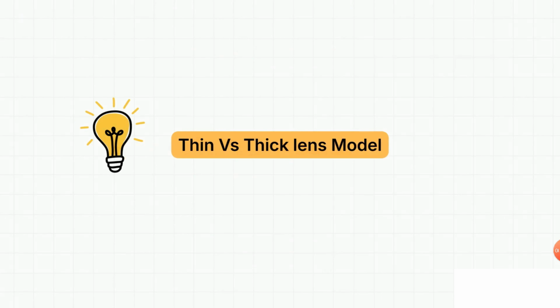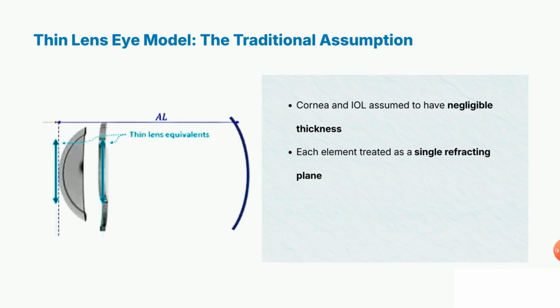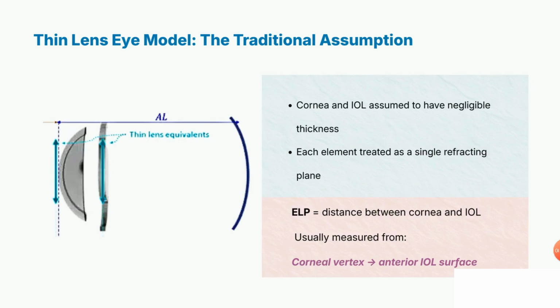This brings us to the distinction between the thin lens model and the thick lens model. In the thin lens model, both the cornea and the IOL are assumed to have negligible thickness. Each element is treated as if it refracts the light from a single plane. This greatly simplifies the calculation. In this model, the effective lens position is simply the distance between the cornea and the IOL and is usually measured from the corneal vertex to the anterior surface of the IOL. If ELP changes here, the assumption is straightforward. The lens has physically moved backwards or forward.